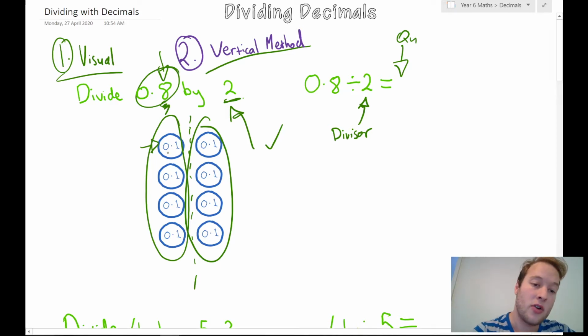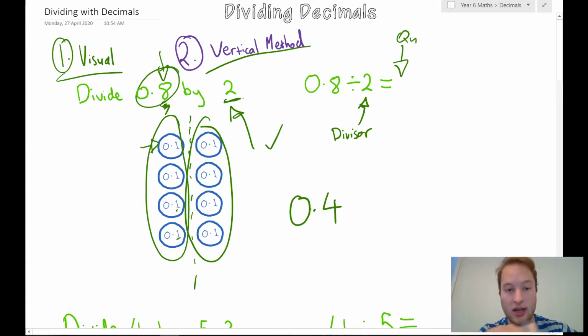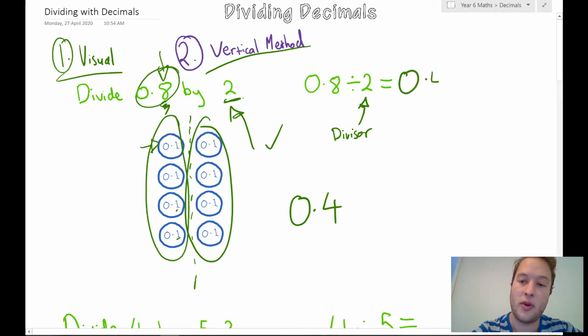So I've got groups of 1, 2, 3, 4. So the groups are of 4, but what are they? They are 1 tenth, 2 tenths, 3 tenths, 4 tenths. So we actually say it is 4 tenths. One group is worth 4 tenths together, another group is worth 4 tenths together, and another is 4 tenths. So my answer is 0.4. Great, so that was the visual way of doing it.